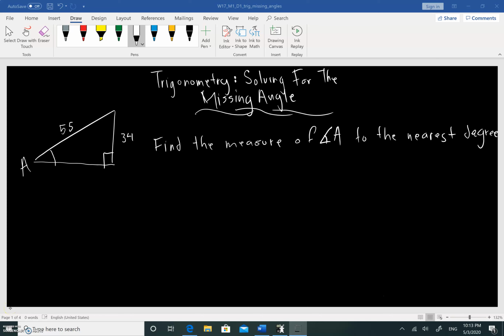Hey guys, so in this video we're going to be going over how to solve for a missing angle using trigonometry. Now, the first thing that I want to go over is how is this different from finding a side?